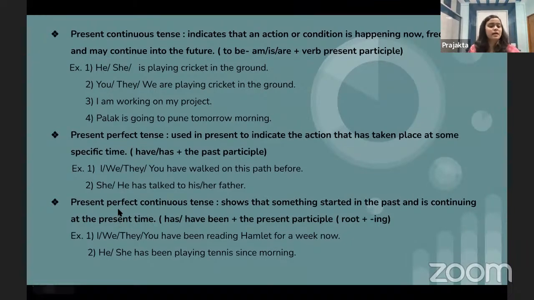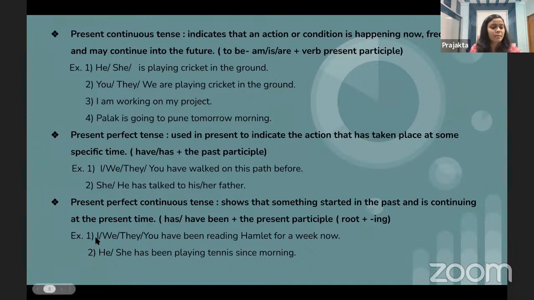See the next tense, present perfect continuous tense, shows that something started in the past and is continuing at the present time. Okay, so present perfect tense means कुछ ही समय पहले कोई actions और कोई event incident हुआ and that is continuing right now also. And see the formula, has, have been plus the present participle, that is the root verb and ing form.